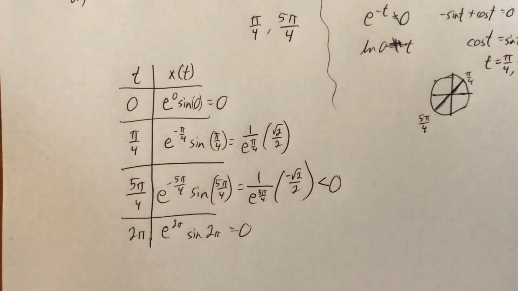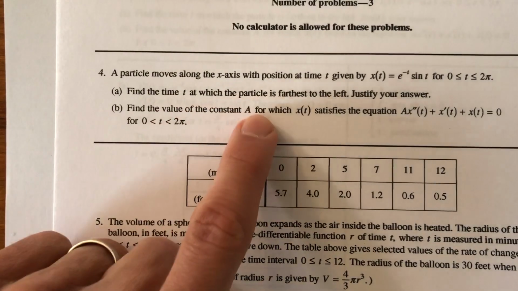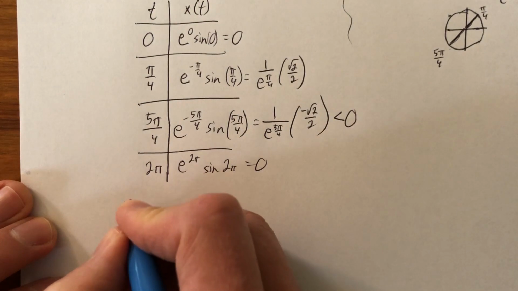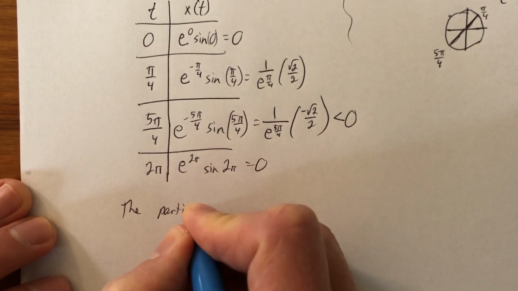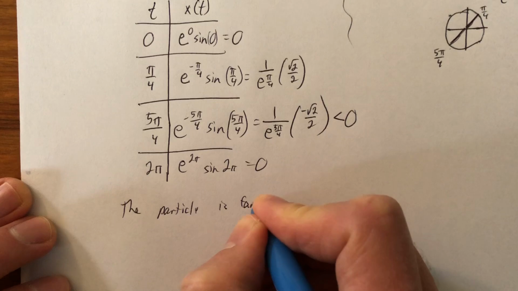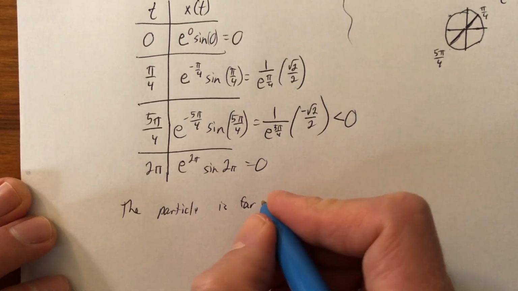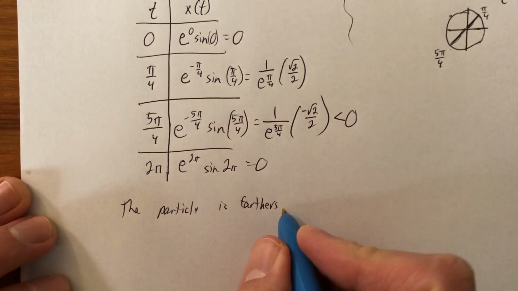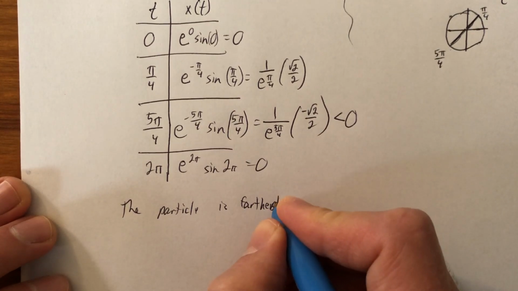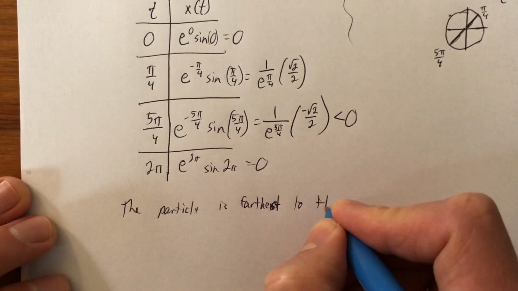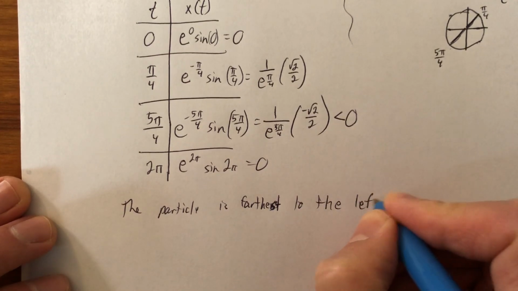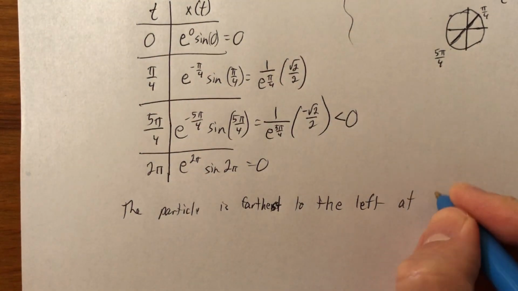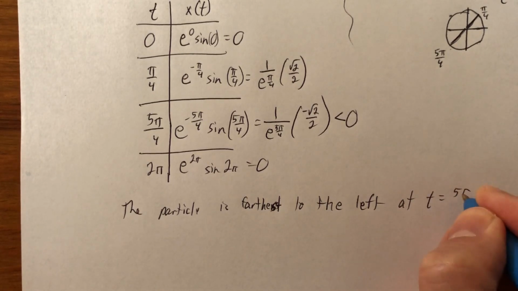All right, so let's make sure we've answered the question. Find the time t at which the particle is furthest to the left. Justify your answer. Now, just doing that isn't enough. So the particle is farthest. It's a grammatical thing, isn't it? Farthest is the way they worded it. Farthest to the left. I forgot how to write between here and here. It just was a mess. At t equals 5 pi over 4.